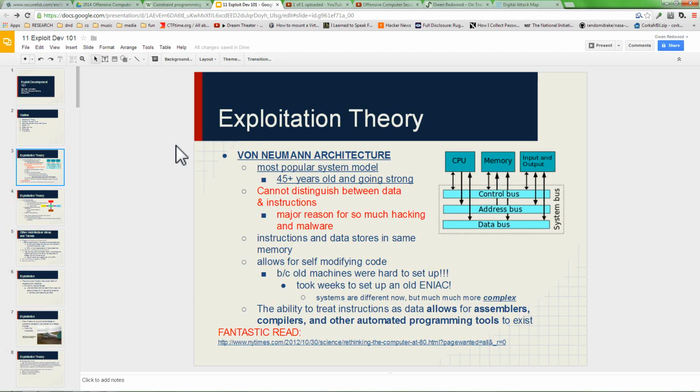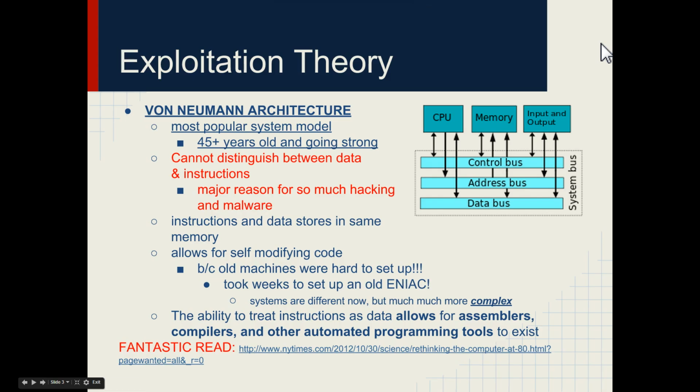But let's get to the lecture. So we're going to cover some very basics of exploitation theory. And exploitation theory is rooted in the target architecture. For much of this semester, we're going to be focusing on Intel x86, which is based on the von Neumann architecture. If you've covered this in your computer science classes, this diagram on the right should look very familiar. The von Neumann architecture is the most popular system model around the world for personal computers. It is going on 45 years old and still going strong. One of the major features and perhaps flaws of it is that it cannot distinguish between data and instructions.